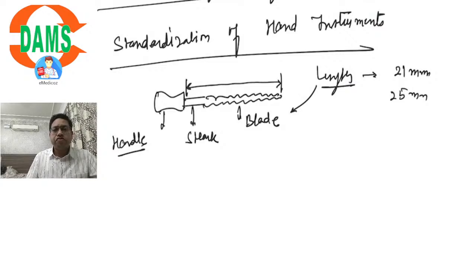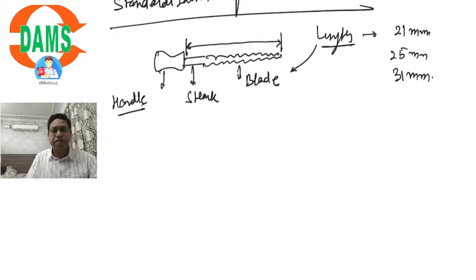I was talking about the instrument lengths. 21, 25, and 31 millimeters are the three principal lengths of the instruments which are available. So length consists of the length of the blade and the shank. Handle is excluded from the length.